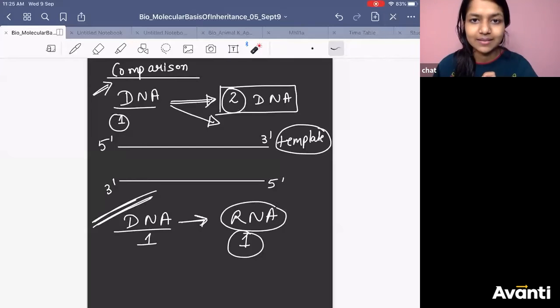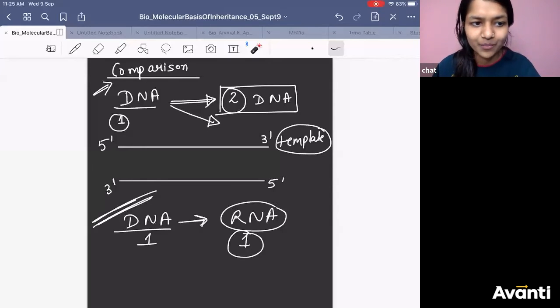Now the question is, which strand of DNA are we going to emphasize? Which strand of DNA are we going to use? That is the question. If you remember, I had told you, replication happens in 5' to 3'. Yes. Transcription happens in which direction? That will give you the answer. Transcription happens in which direction? This also I have taught.